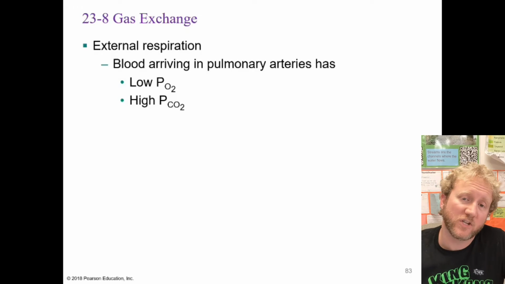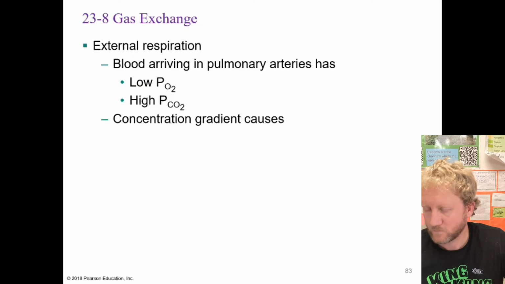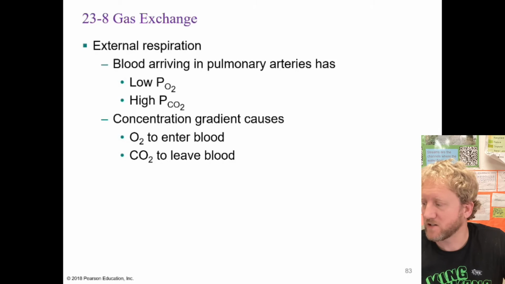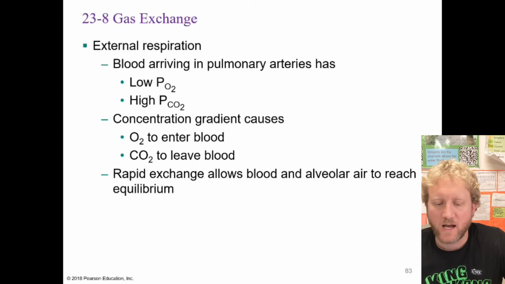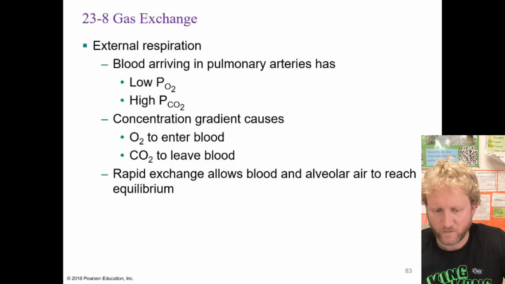So the concentration of oxygen outside is greater, the concentration of carbon dioxide inside is greater. And so this causes oxygen to enter the blood, carbon dioxide to leave the blood. The rapid exchange allows the blood and the alveolar air to reach equilibrium, so the same amount of oxygen on both sides, and so on and so forth.